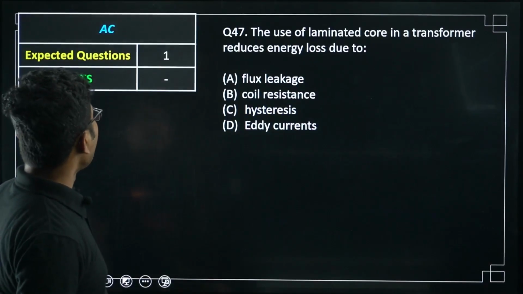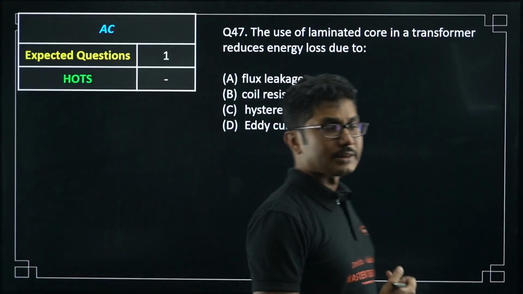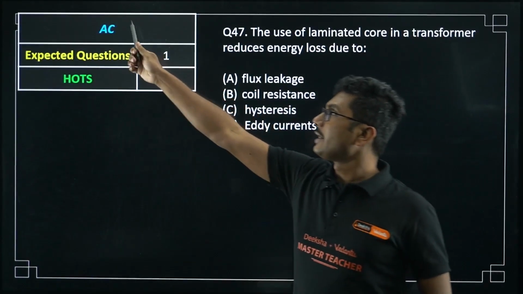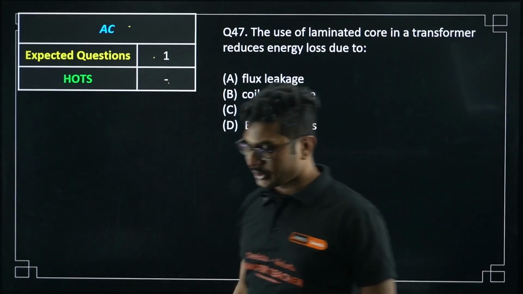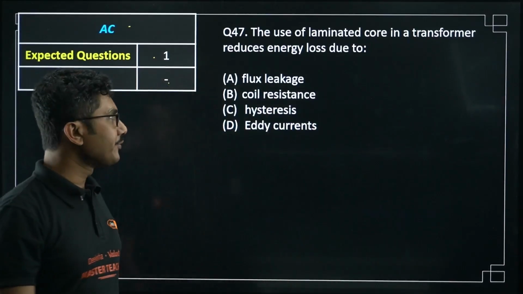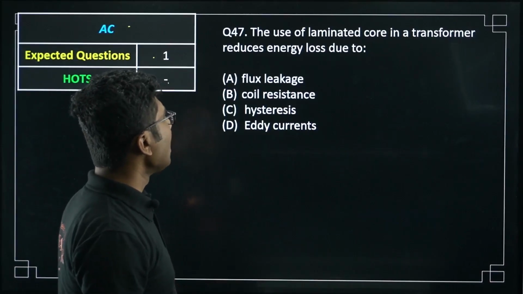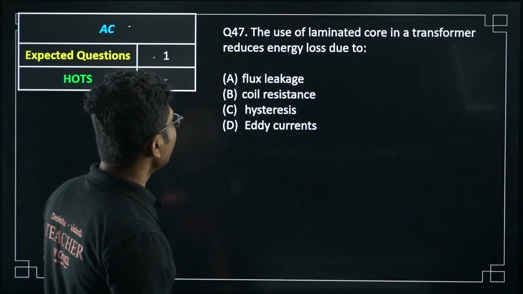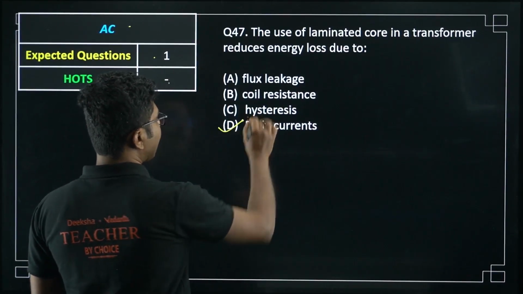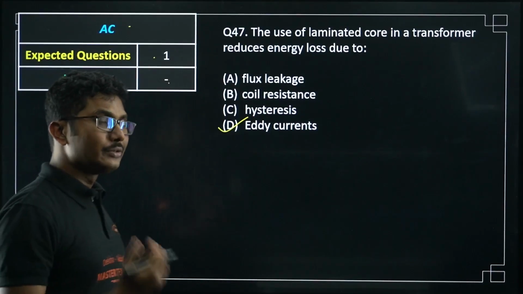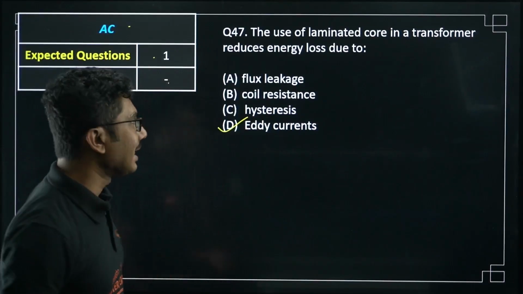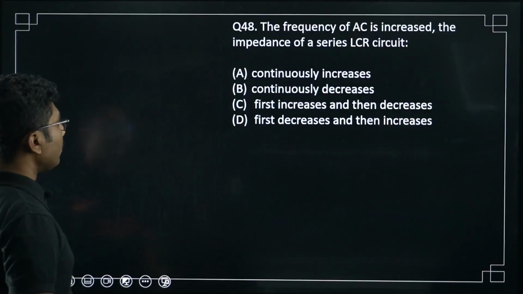Next question. Now we have moved into another chapter, alternating current. So alternating current, one question and no hard question. So this is an easy question in terms of MCQs. Let's see. Use of laminated core in a transformer reduces energy loss due to eddy currents. Okay, so we use laminated core to reduce eddy current. This is an easy, commonly known question.